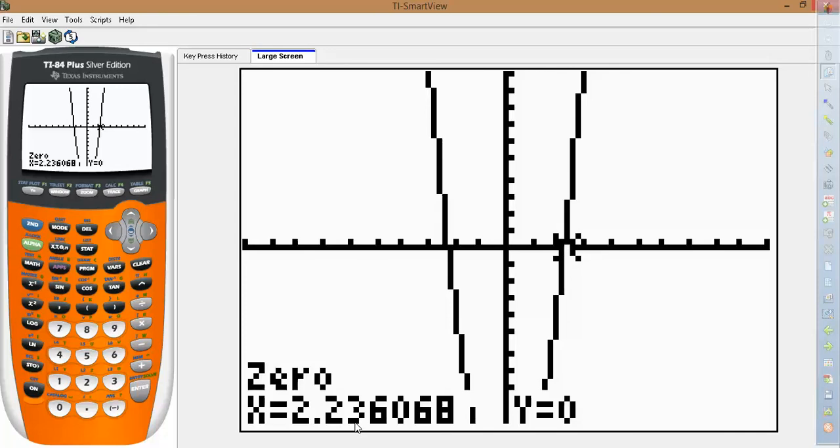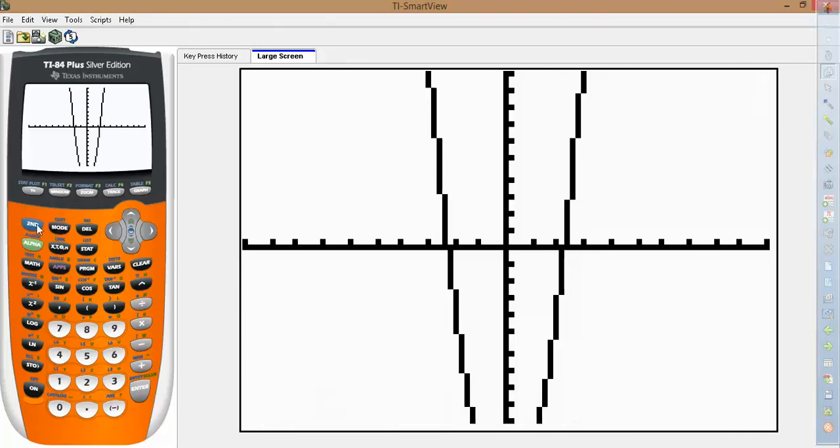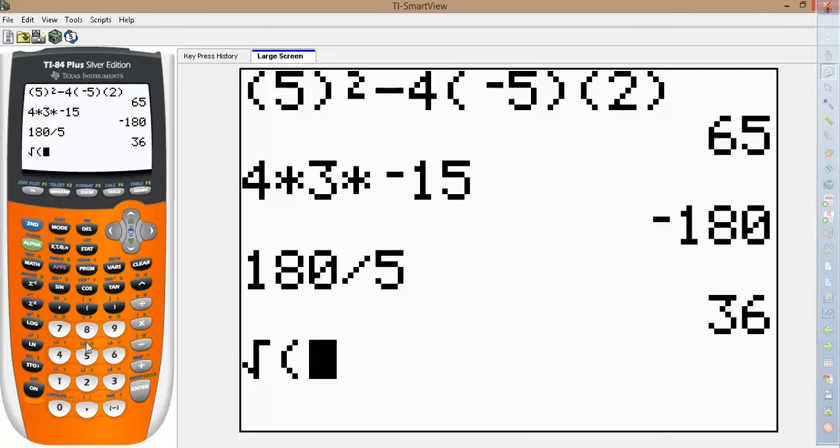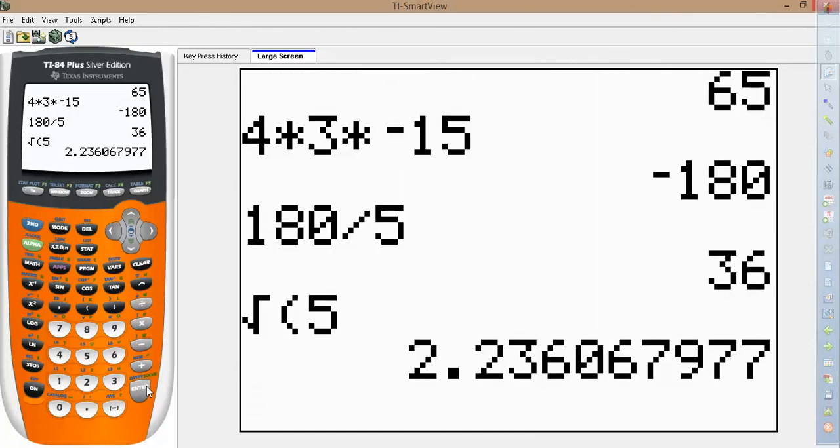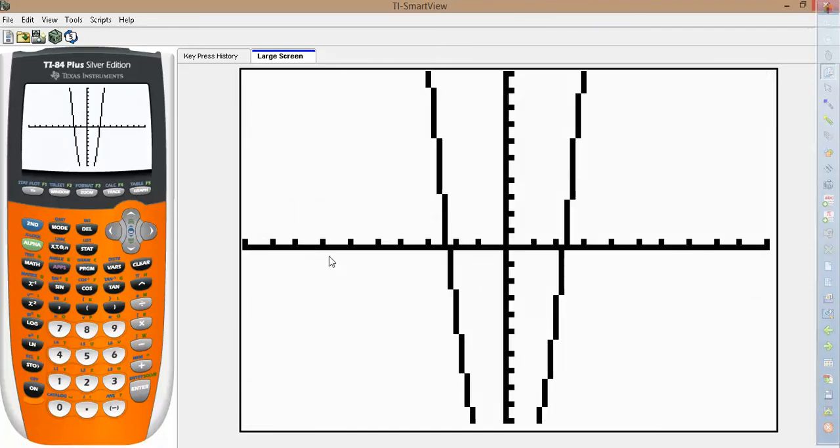You know what that is? That's about what the square root of 5 is, right? 2.23. Watch this. Go here, hit the square root of 5. It's the exact same decimal, about 2.24. Okay, so remember what I was saying about the symmetry of the parabola? If that's about 2.24, that one over there is about -2.24.